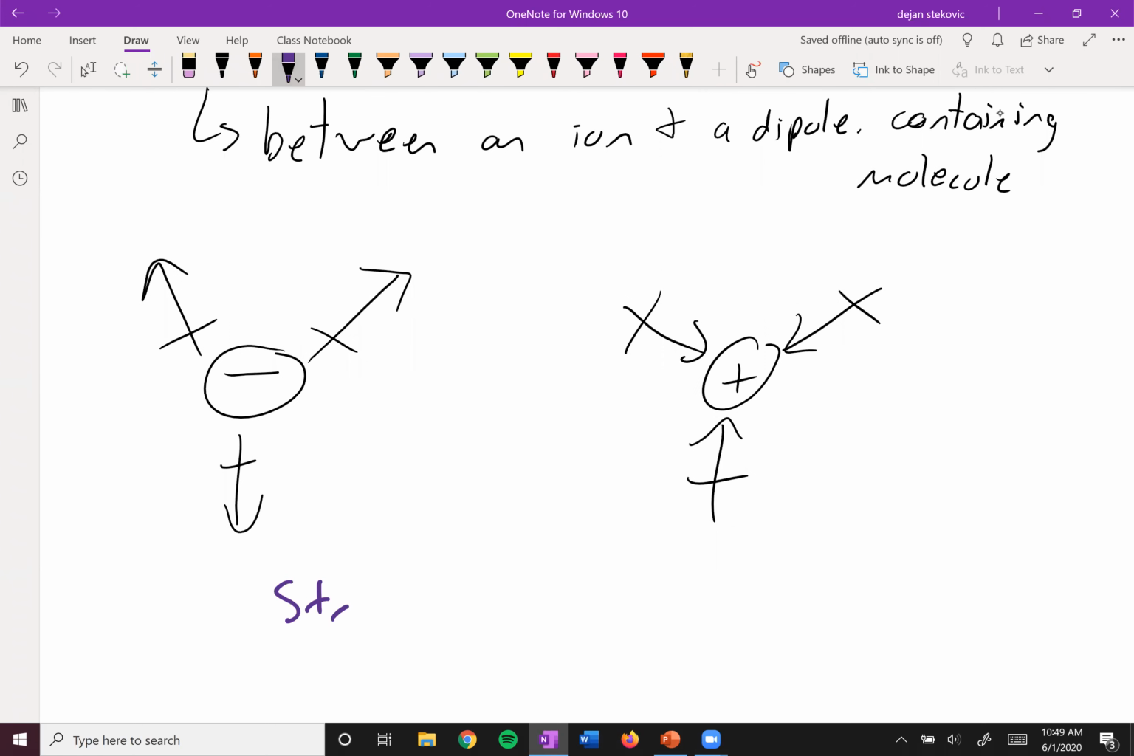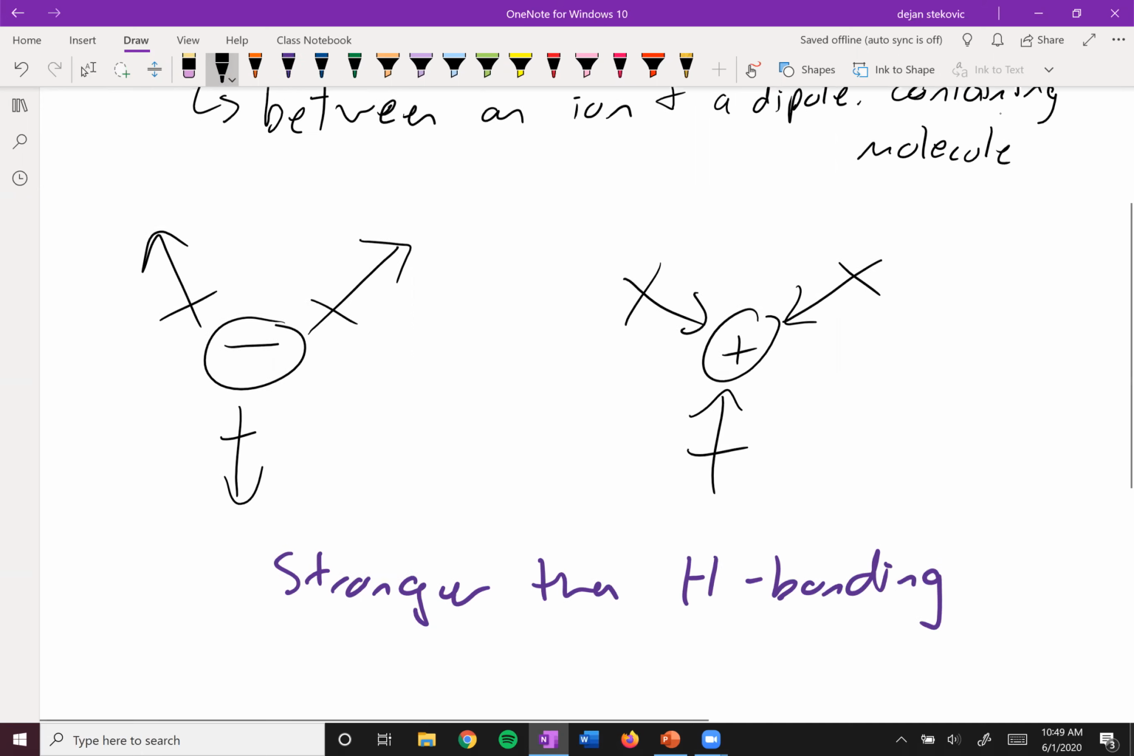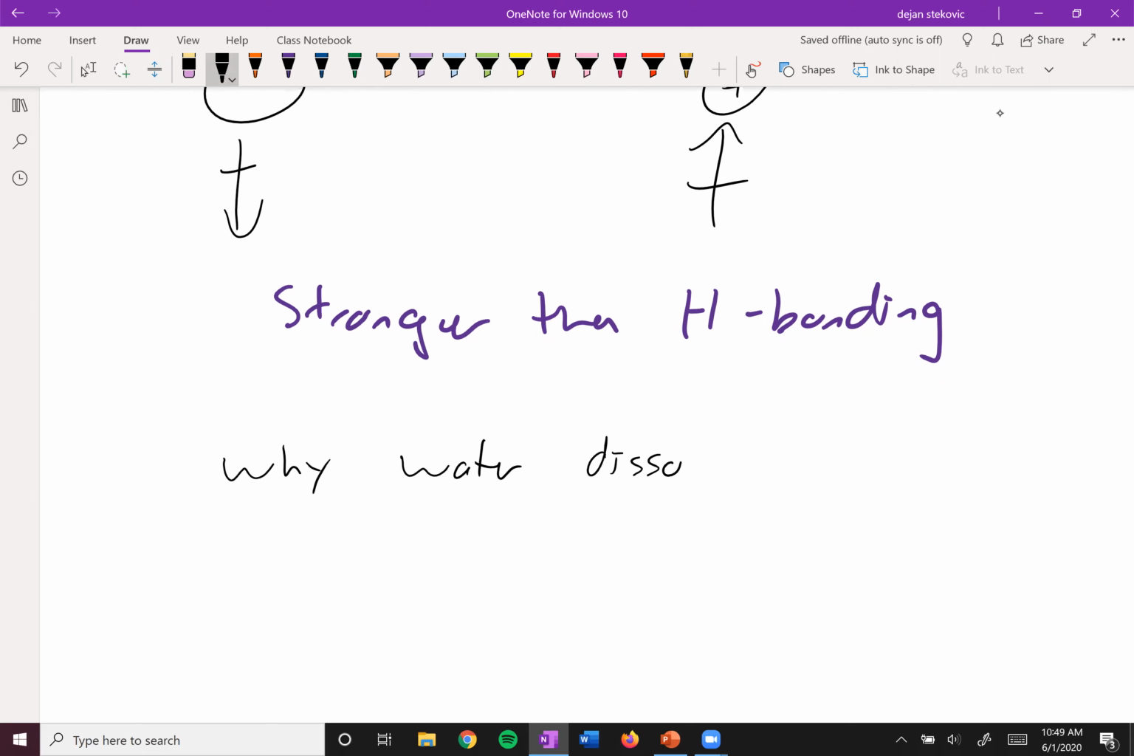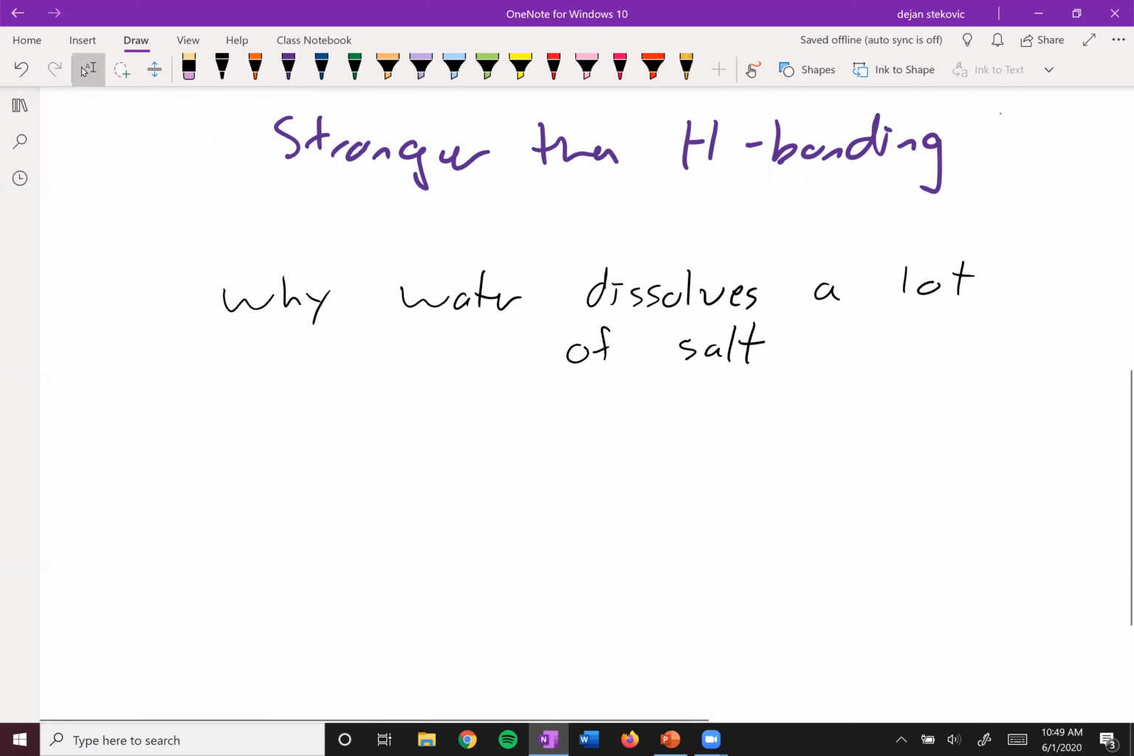So this is stronger than hydrogen bonding. And so it's a very powerful intermolecular force. And so this actually explains why water will dissolve a lot of salt. Because water is a very polar molecule.